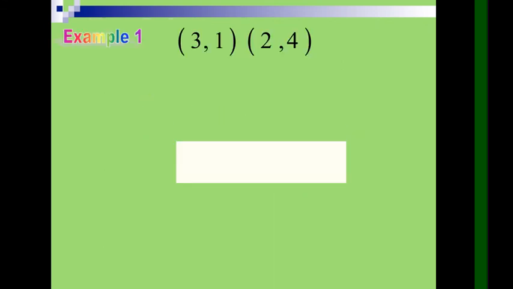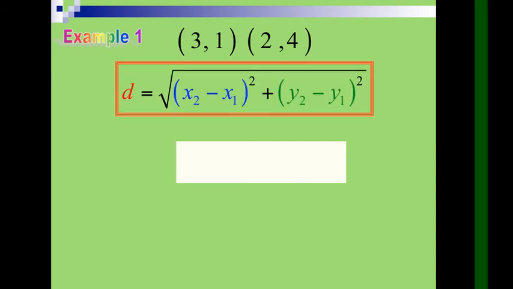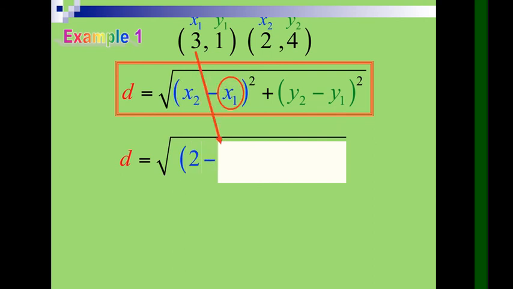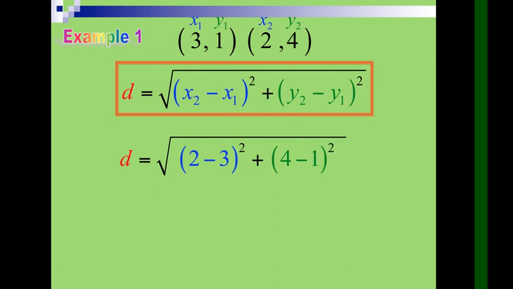Now example, let's say that we have points (3, 1) and (2, 4). So using the distance formula, let's say that x sub 1 is equal to 3, y sub 1 is equal to 1, x sub 2 is equal to 2, and y sub 2 is equal to 4. We need to substitute the given values to the formula. So we have x sub 2, which is 2, minus x sub 1, which is 3, then squared, plus the quantity y sub 2, which is 4, minus y sub 1, which is 1, then squared.